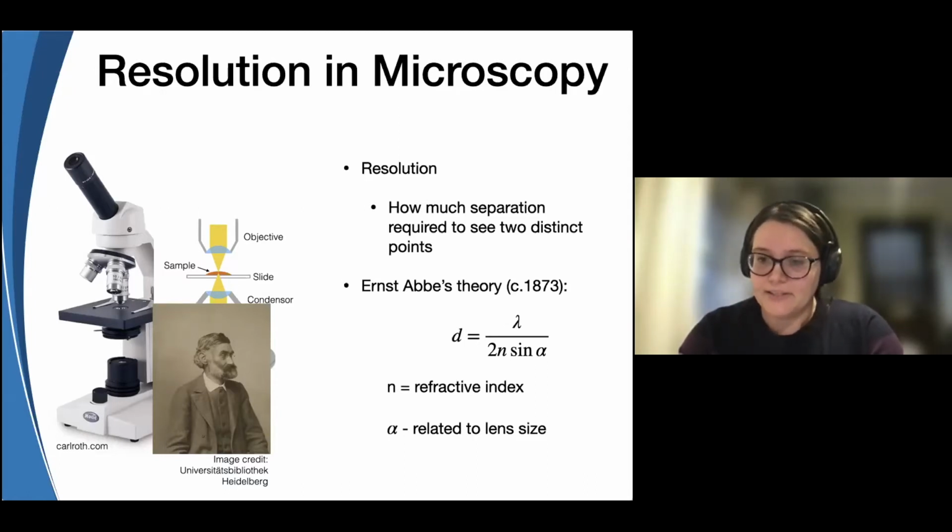And then on the bottom of the equation, we've got 2 times the refractive index, which for glass or for water, something like this, and sine alpha, and alpha is a constant that's kind of related to the size of the lens and how good it is at capturing all that light that's coming into it. And these things set the resolution limit in the microscope.